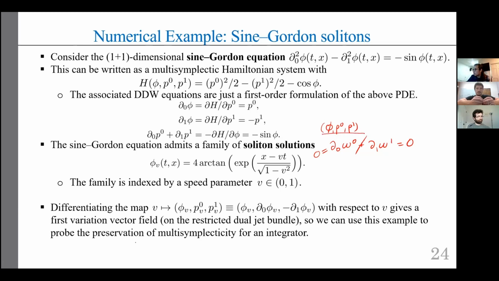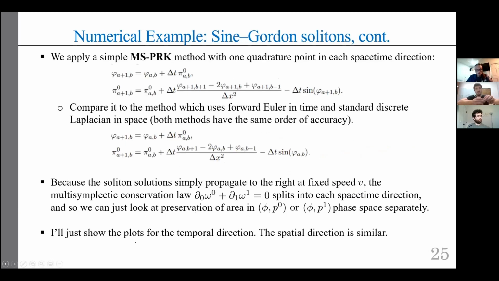So instead of looking at this 3-dimensional phase space, the family of Sine-Gordon solitons is a nice numerical example, because you can just look at both 2-dimensional phase spaces to see if multisymplecticity is preserved by your integrator. So we did a simple test of an order 1 multisymplectic method and a similar order 1 non-multisymplectic method. They're the same order naively, and we compared how they look in both of these phase spaces. I'll just show the plots for the temporal direction, because the spatial one is similar.